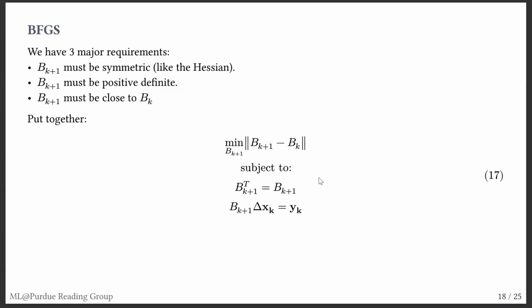So this ensures that we're as close as possible to the old B. This ensures that we're symmetric, and this is for positive definiteness, and to also ensure that we're close to the Hessian. So it does serve two purposes. That should all make sense, right? Okay.